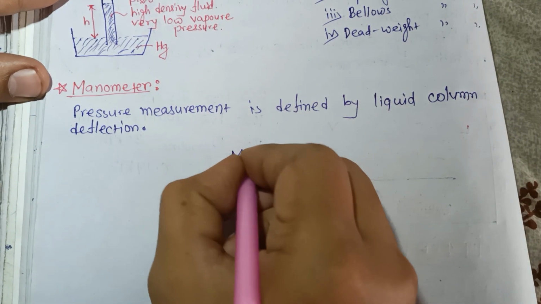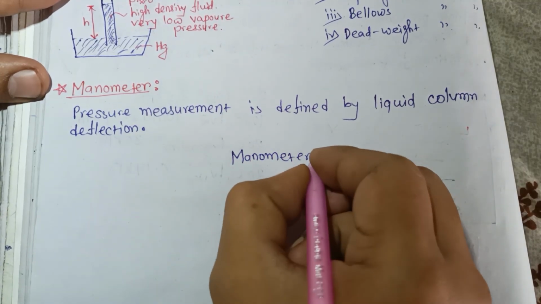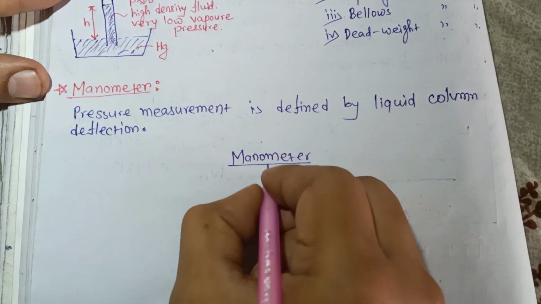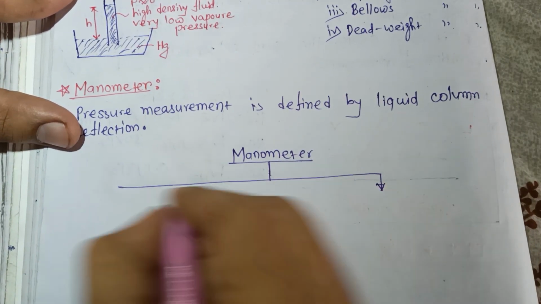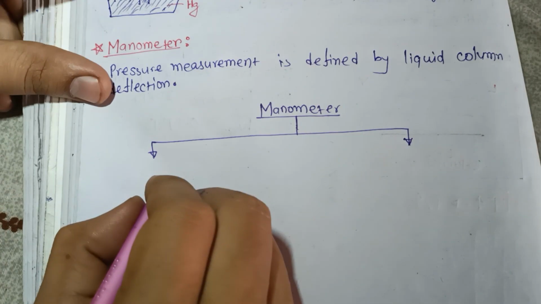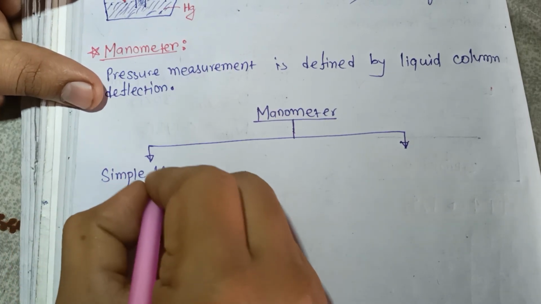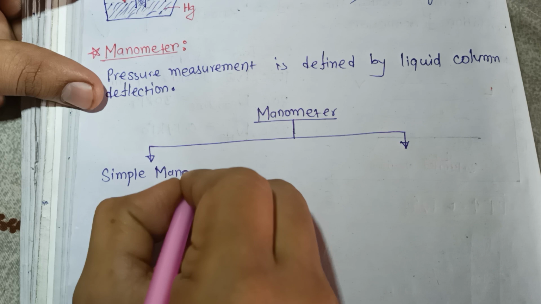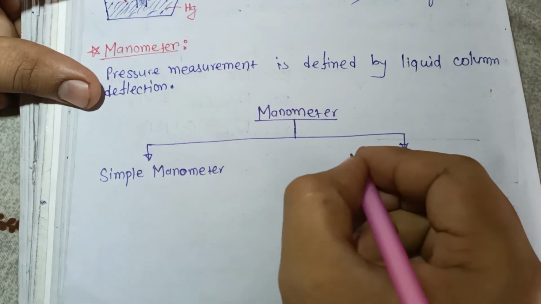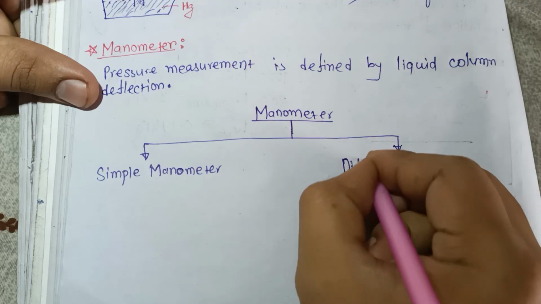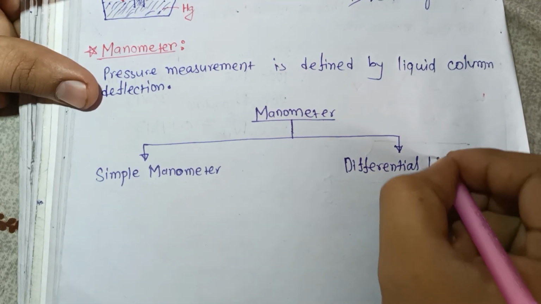So manometers are of two types. One is the simple manometer, and another is the differential manometer.